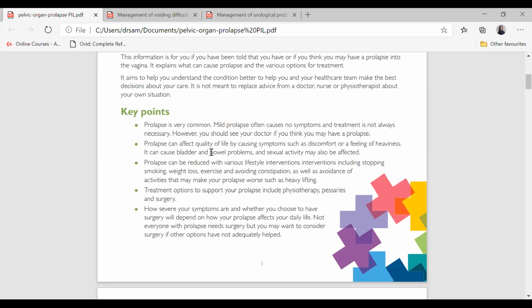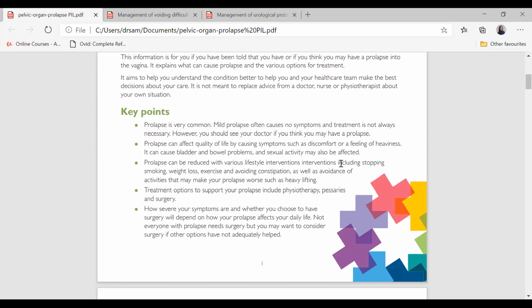There are 3 things that you need to ask her, and you ask all of the 3 things. You ask about her bladder function, you ask about her bowel, and you ask about her sexual activity, and she told you by herself also. Prolapse can be reduced, and she already told you.